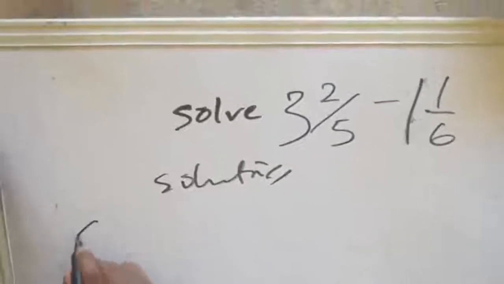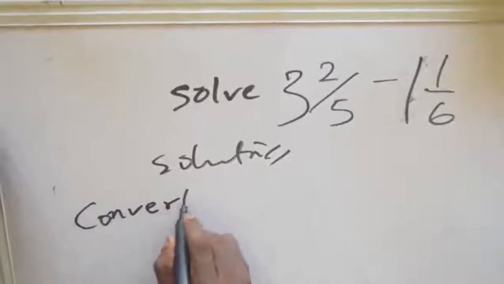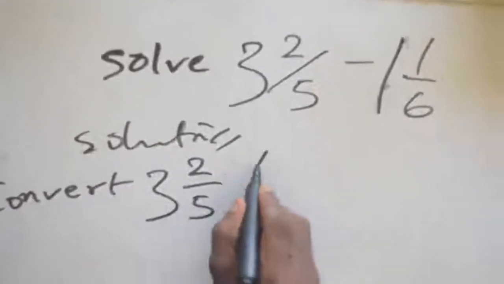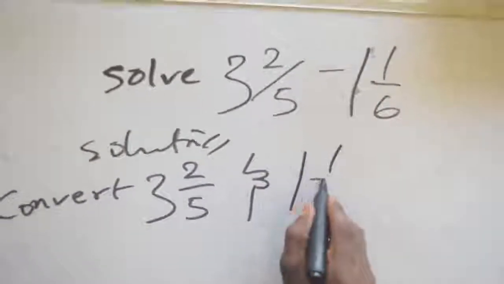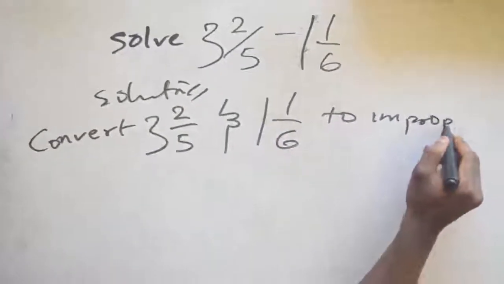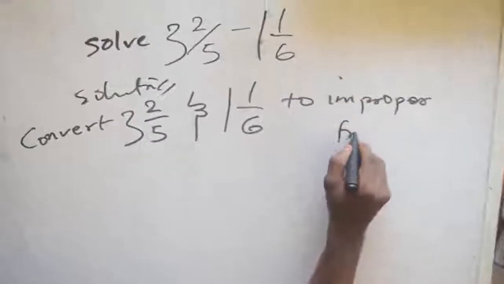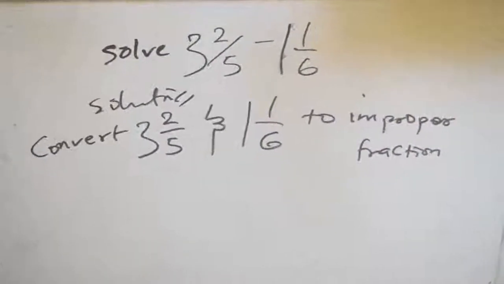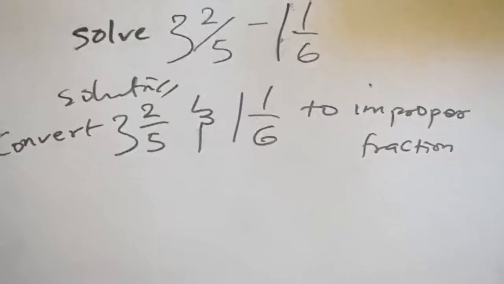First of all, convert all. Since we have mixed fractions there, you convert 3 whole number 2 over 5 and 1 whole number 1 over 6 to what? Improper fractions. That's the first thing you do. If you don't do it, you're just making a hell of a mistake.